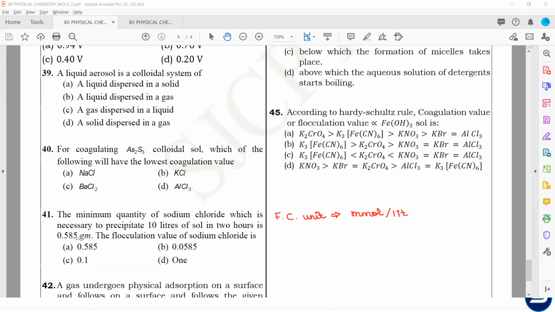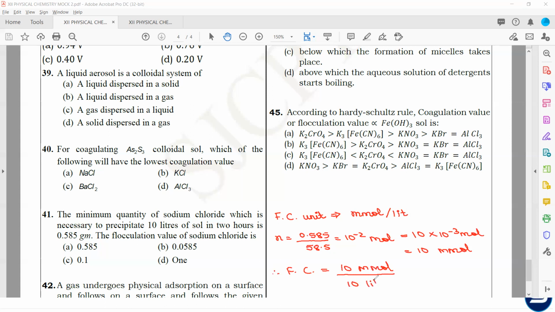ठीक है, तो अब 0.585 ग्राम of sodium chloride is given. So the number of moles of sodium chloride is 0.585 divided by the molar mass 58.5, which is equal to 10 raised to minus 2 moles. अब इसको millimoles में convert कर दो, तो this is 10 into 10 raised to minus 3 mole, or I can say 10 millimole. Therefore, the flocculation value is the amount of NaCl required in millimole per liter, which is equal to 10 millimole divided by 10 liters.